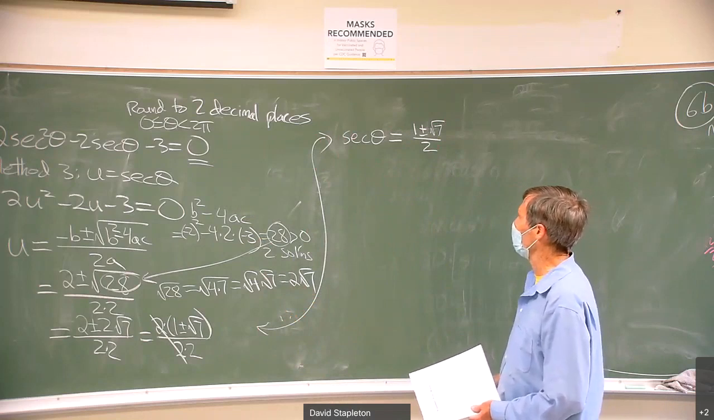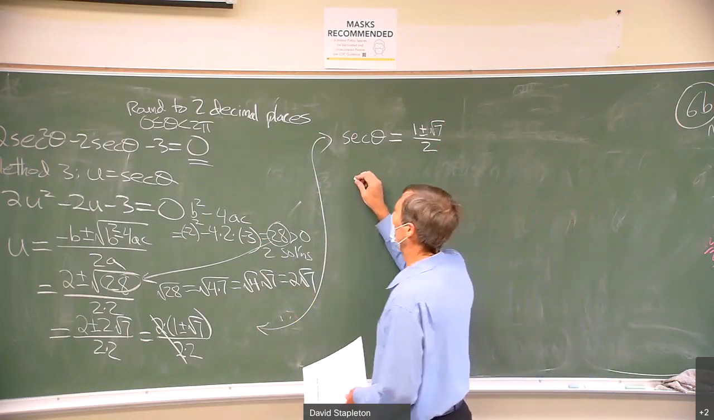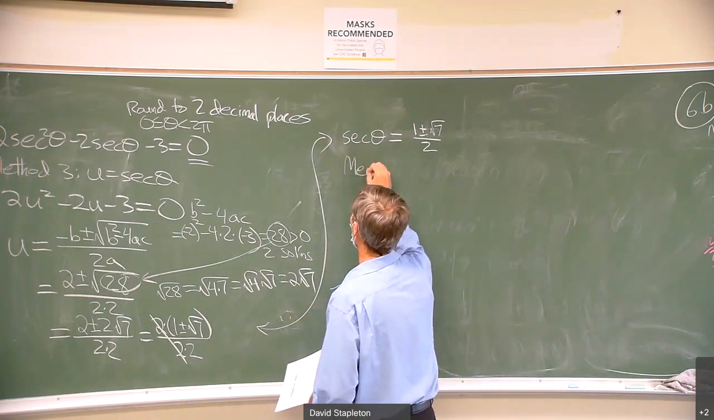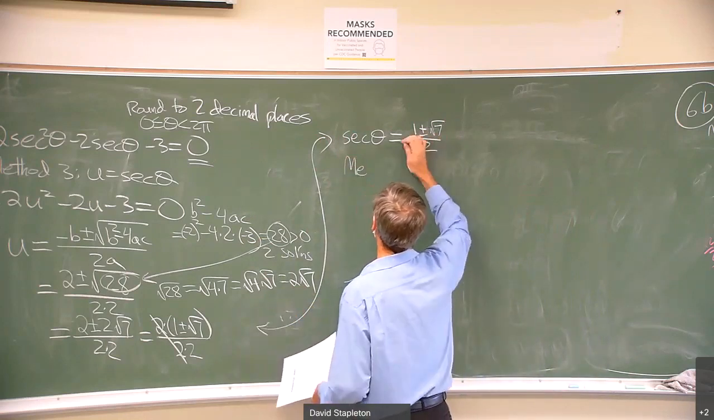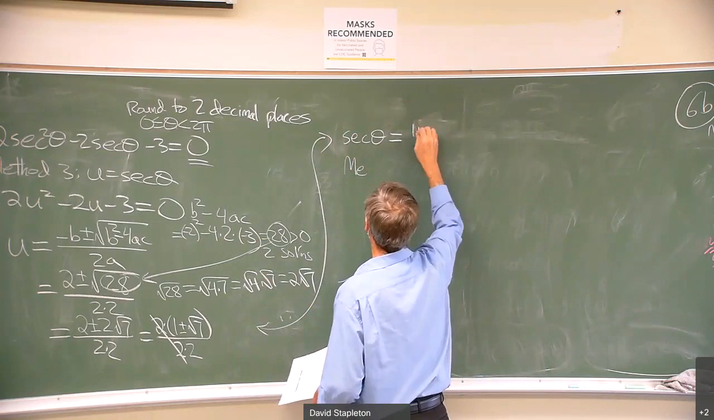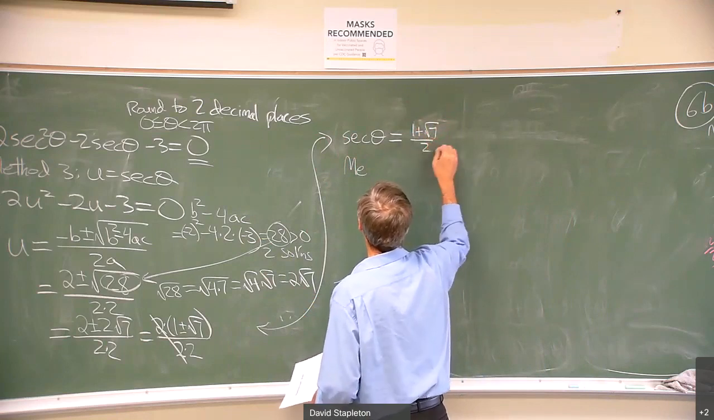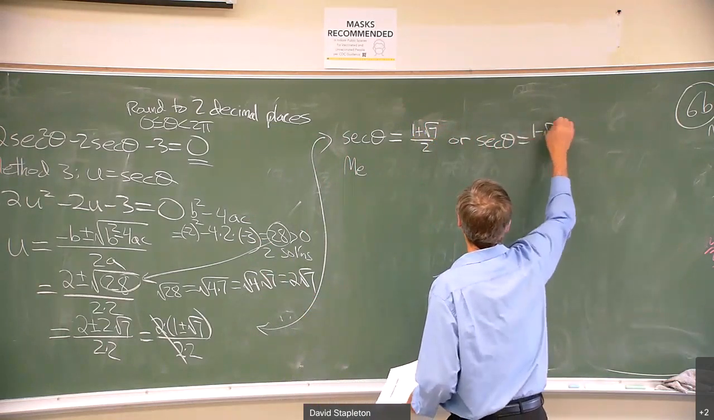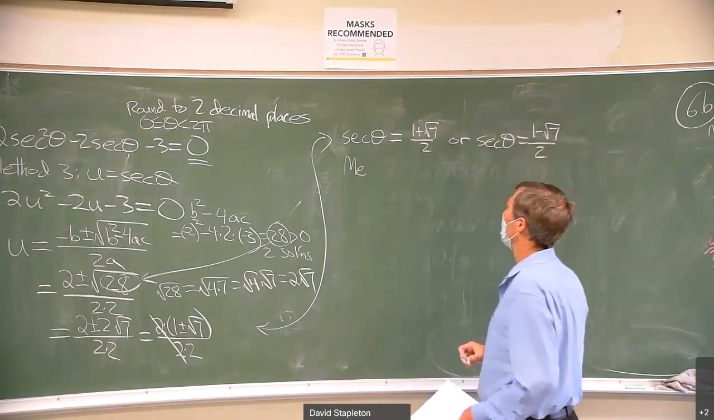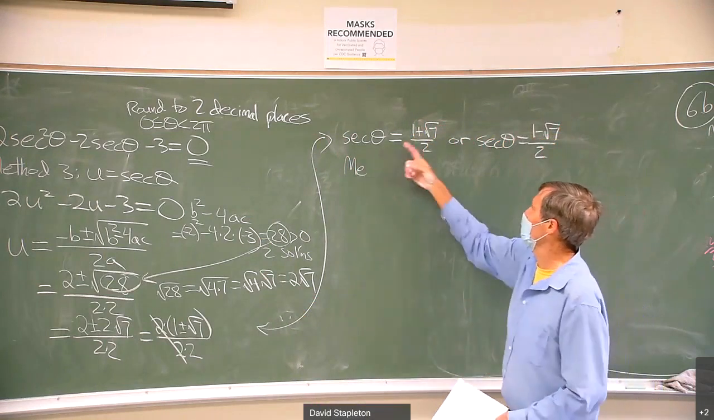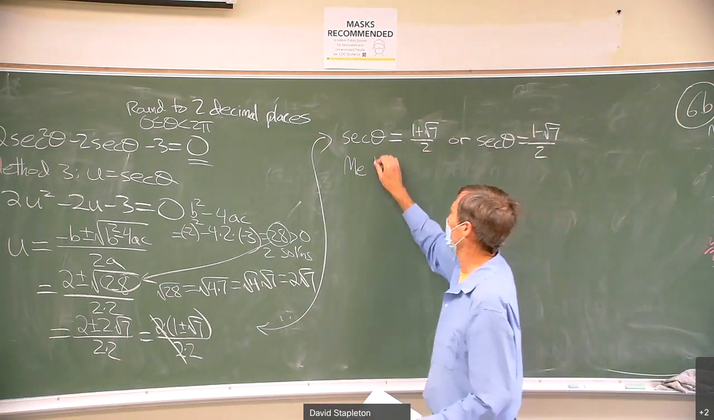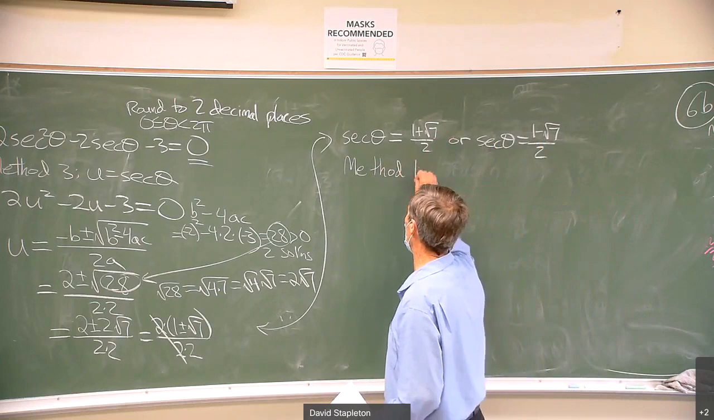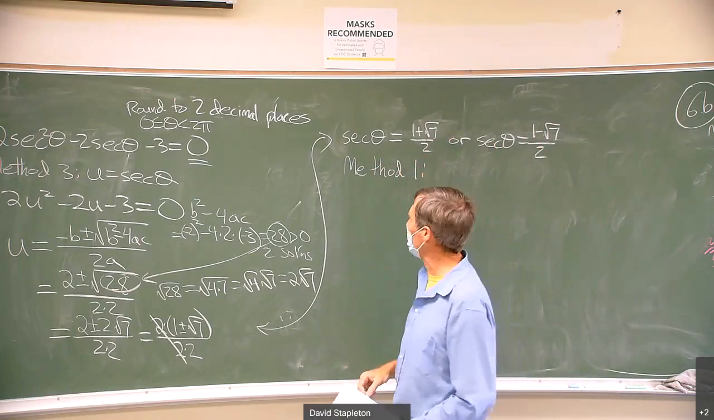Now, this one is hard to solve on the unit circle, but we do say at this point that we can go back to method 1. Well, actually, let's write it as both of these. Secant theta can be 1 plus square root 7 over 2, or secant theta can be 1 minus square root 7 over 2. Now it's trig function equal to number, trig function equal to number, it's back to method 1. Whenever it's trig function equal to number, you solve it in the unit circle, right?